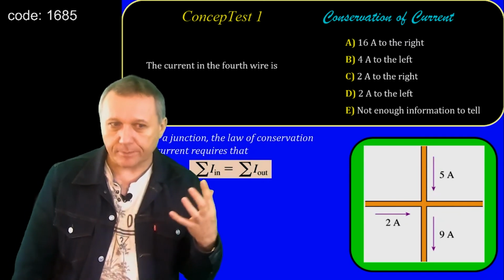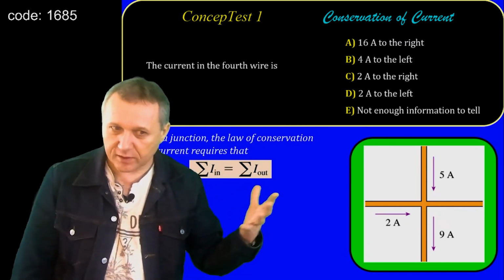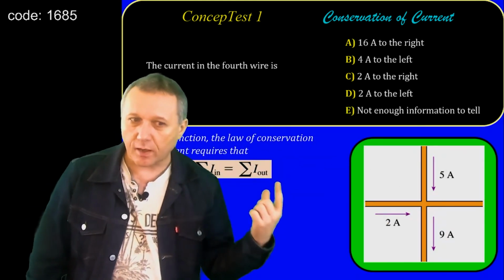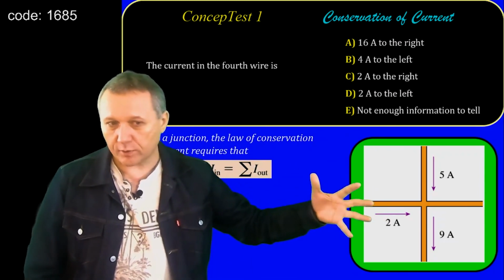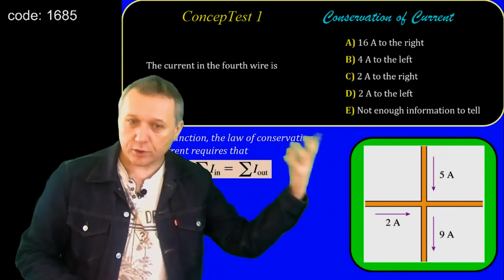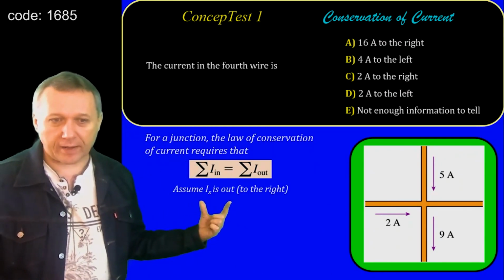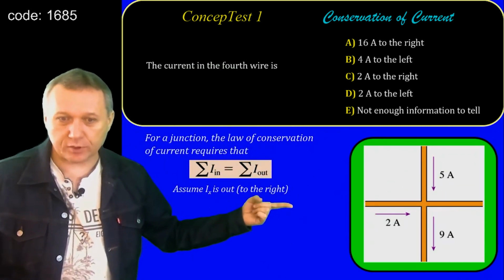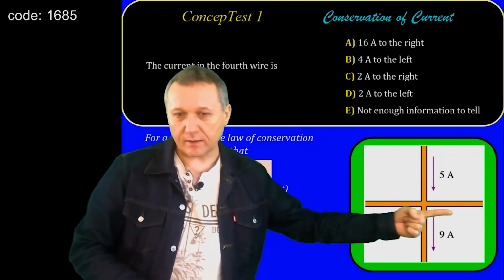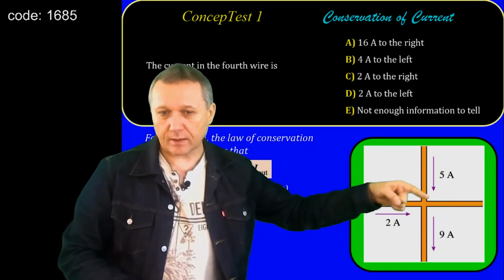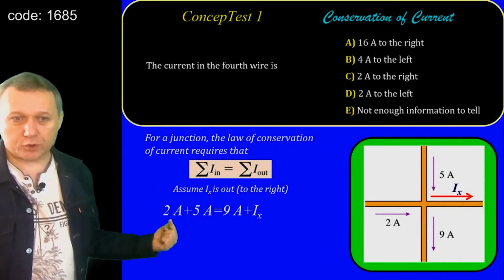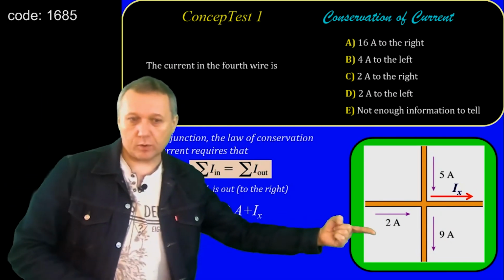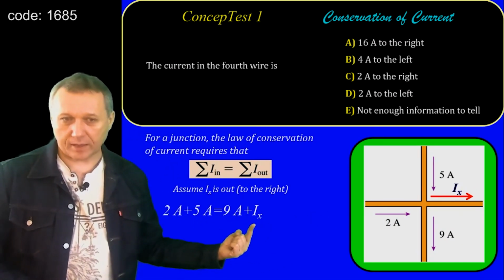We're going to use that trick often from now on. Since every time current is either this way or that way, clockwise or counterclockwise, we're going to assume current directions quite often, and at the end of the calculations we can adjust the direction. So let's do the same here. I assume that I sub x in the fourth wire is out, which means that way. With that assumption, out current is 9 amps and that unknown current. This current in, this current in. So I will have 2 amps in, 5 amps in on this side, and out, 9 amps we know, and my assumed direction I sub x.